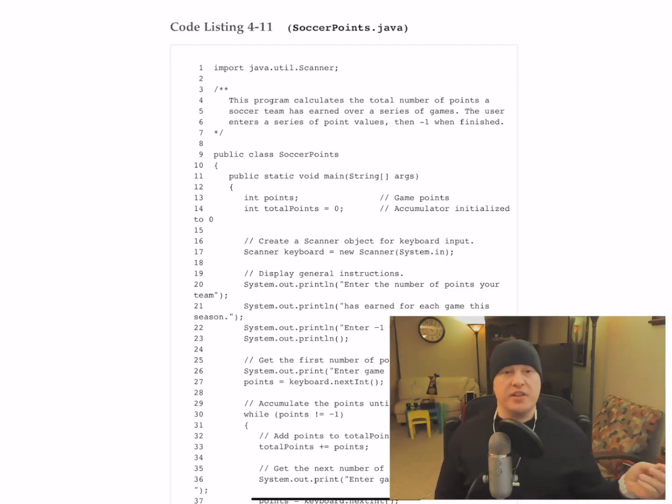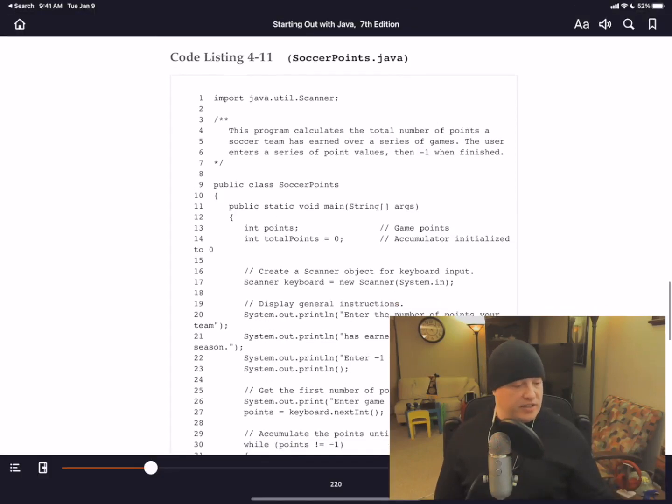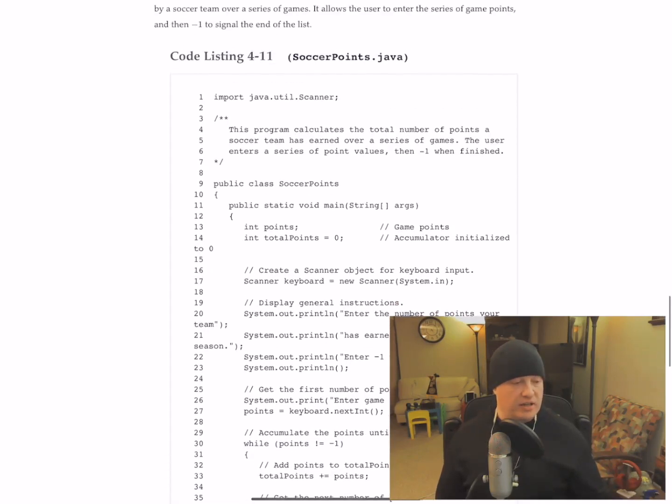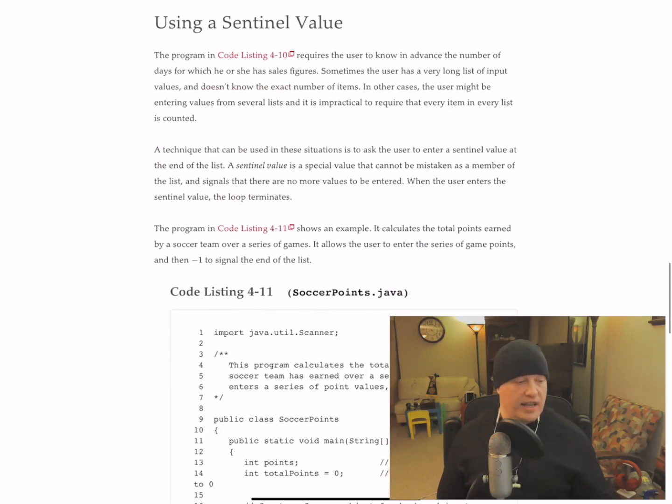The really interesting thing here is what is known as a sentinel value. And we can see this here on page 220, but I'll talk us through what a sentinel is. A sentinel value provides you with a way to get out of a loop. And that can be important, right? Because what we're saying is, as a developer, we still don't know how many times you're going to be inside of a loop, even if I think I know how many times you'll be in there.